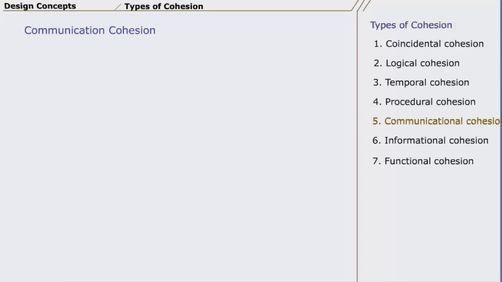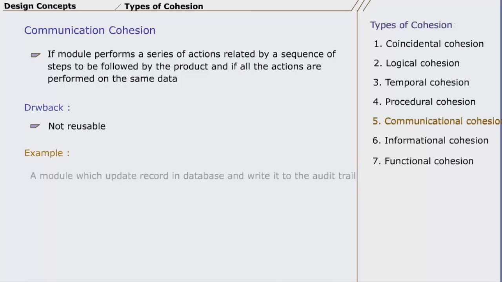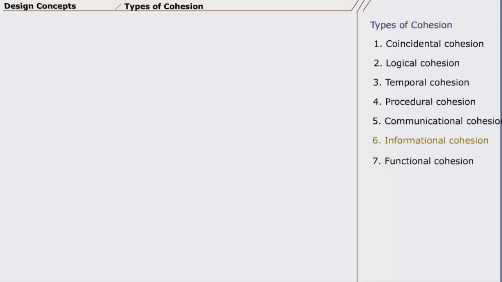Number 5. Communication cohesion. A module has communication cohesion if it performs a series of actions related by a sequence of steps to be followed by the product and if all the actions are performed on the same data. A module with communication cohesion cannot be reused. An example of communication cohesion could be a module which updates records in a database and writes it to the audit trail. Number 6. Informational cohesion.